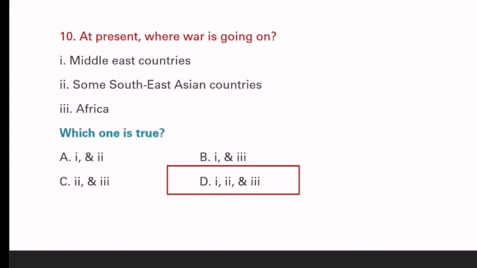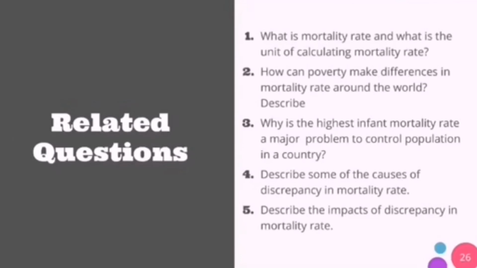As we have already learned, in Middle East countries, some Southeast Asian countries, and in Africa, in all of these, at present, war is going on. So this is about our today's lesson.